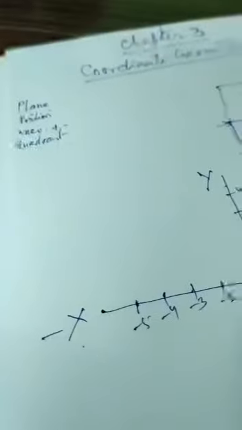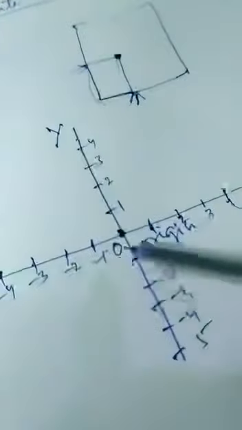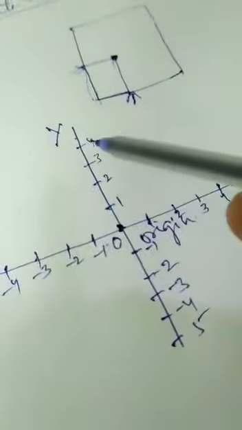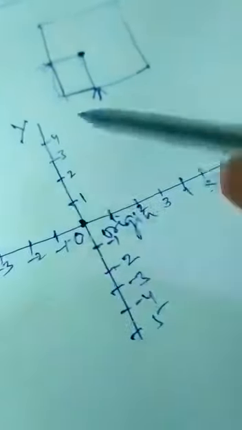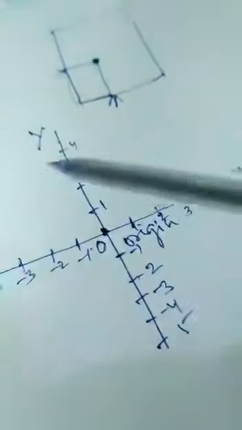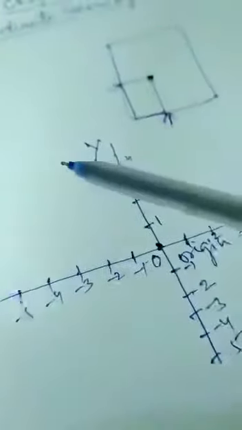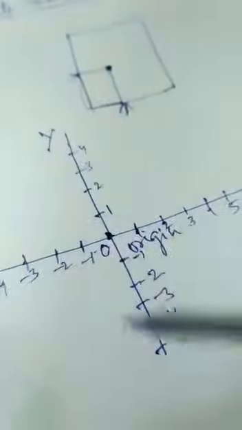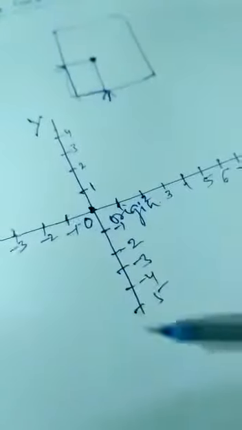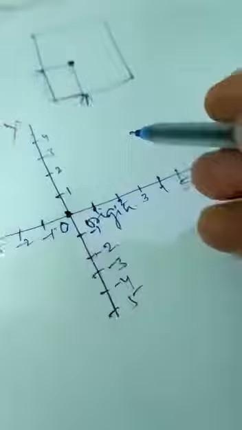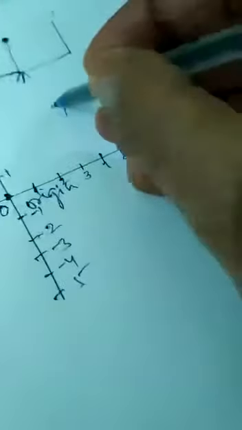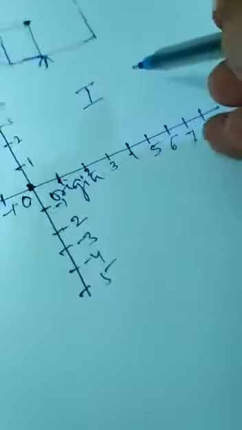So any point can be found in this plane with the help of these coordinate axes. The x-axis and y-axis are perpendicular, and these are called coordinate axes. And this coordinate plane has 4 parts. This is the first part, so this first part is the first quadrant.